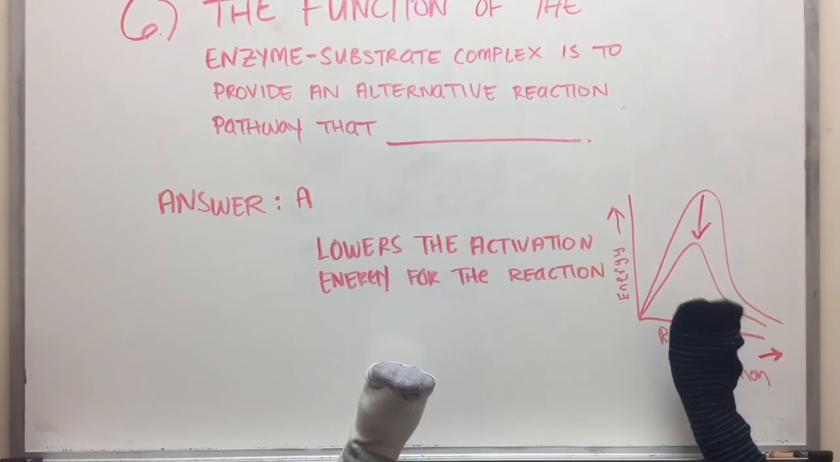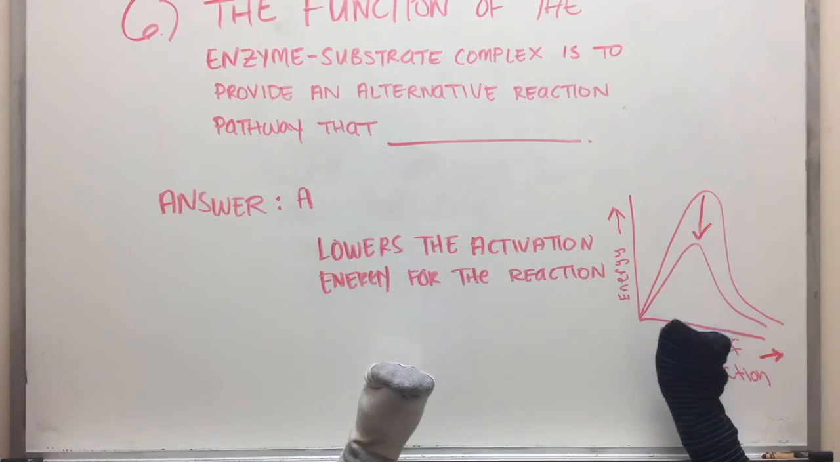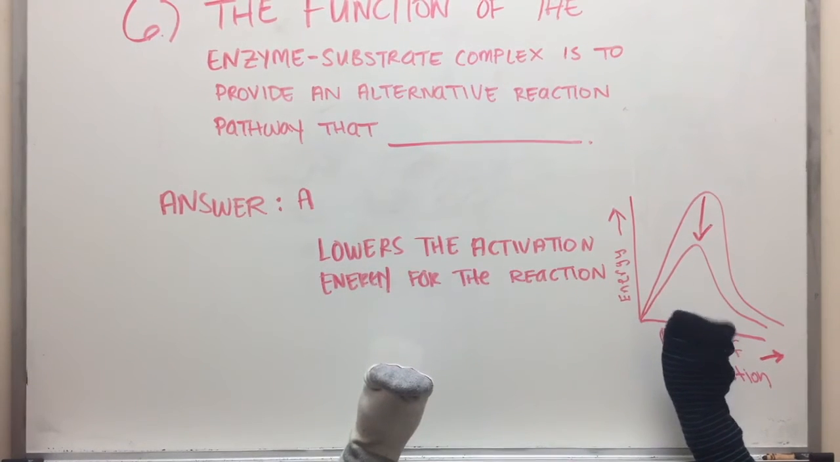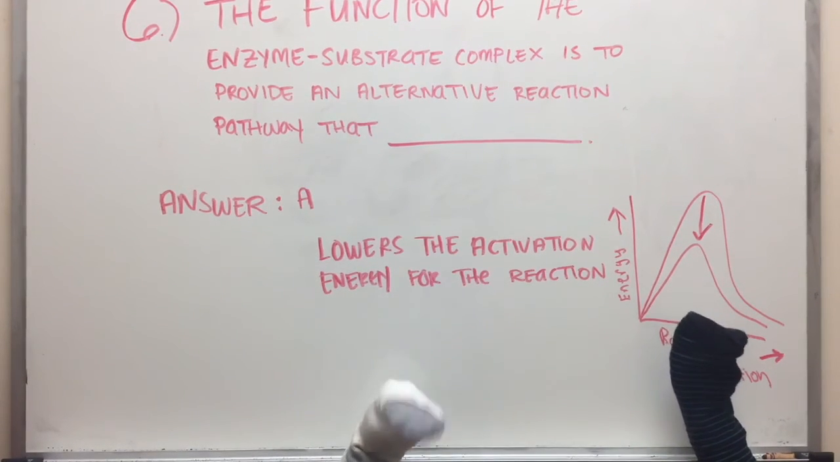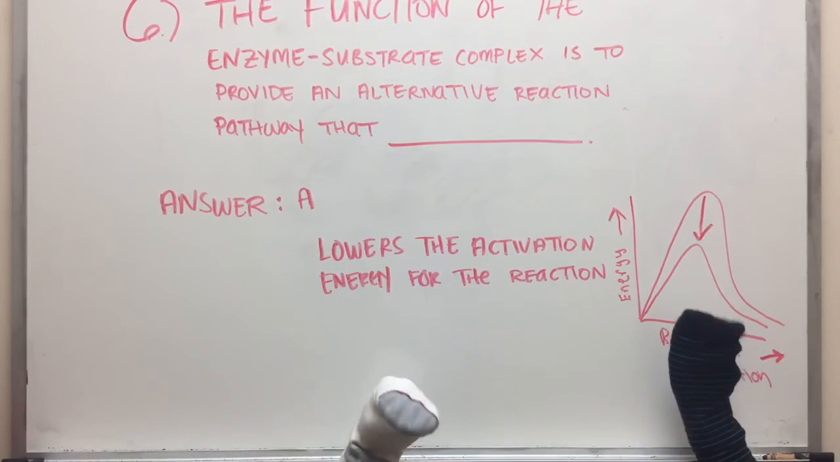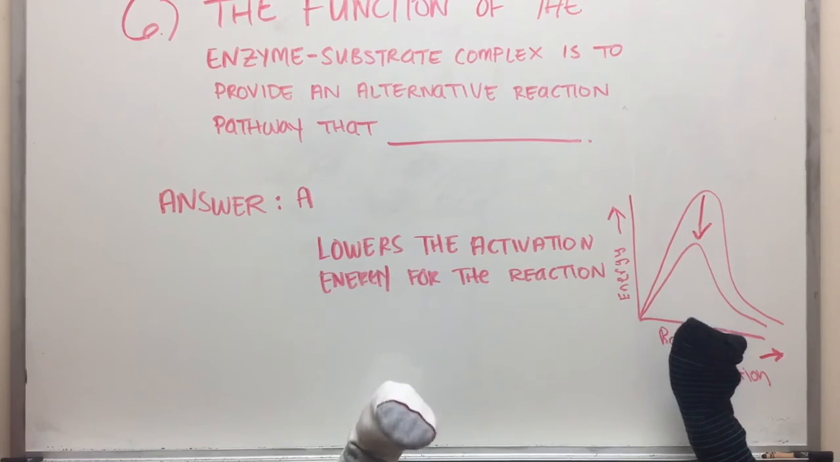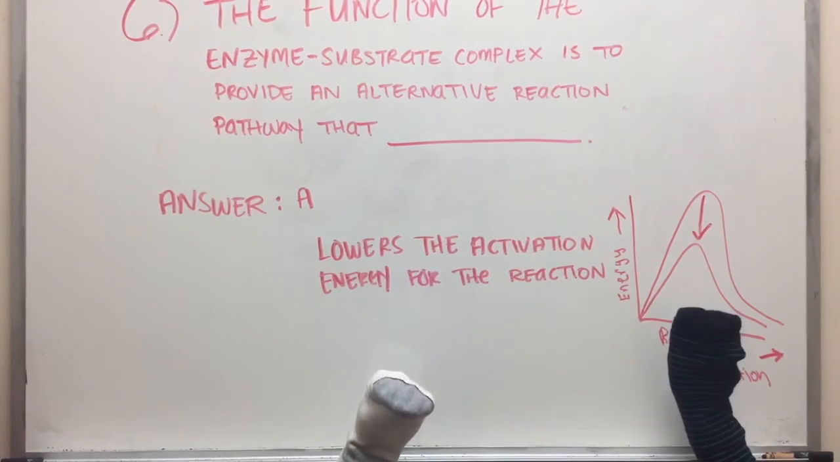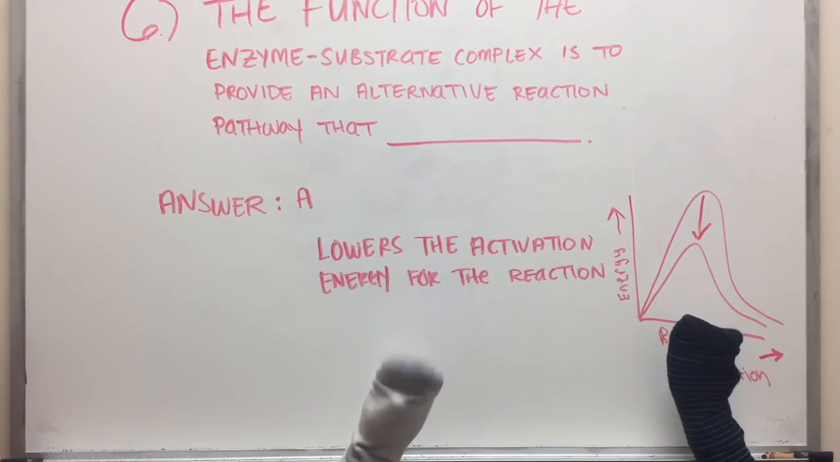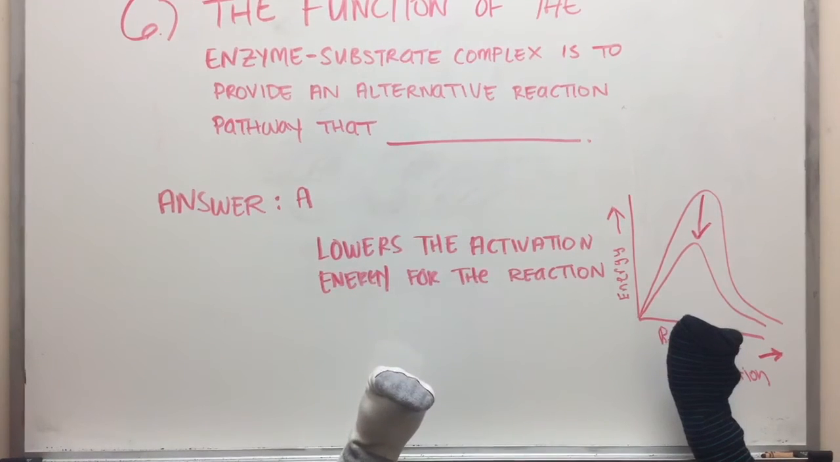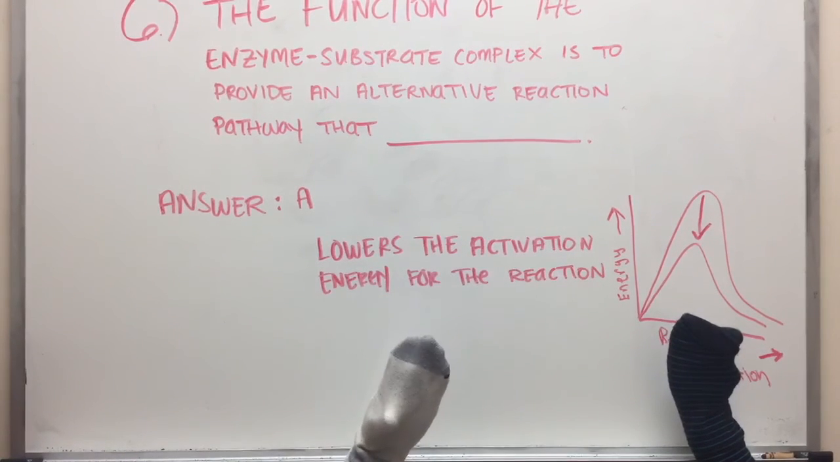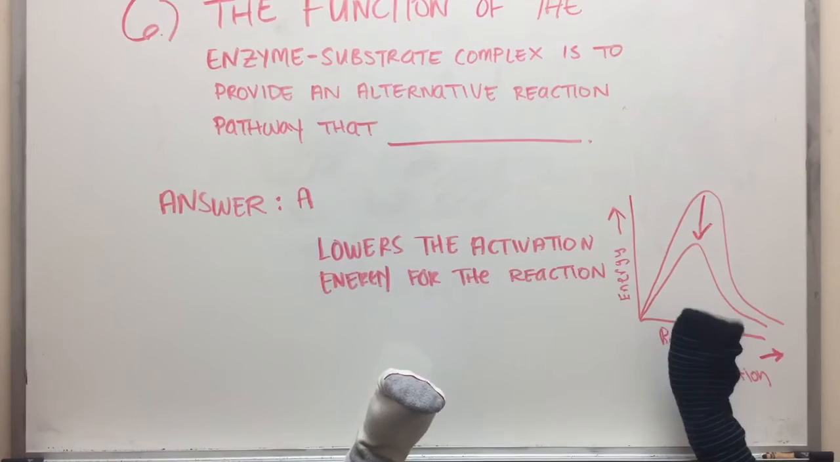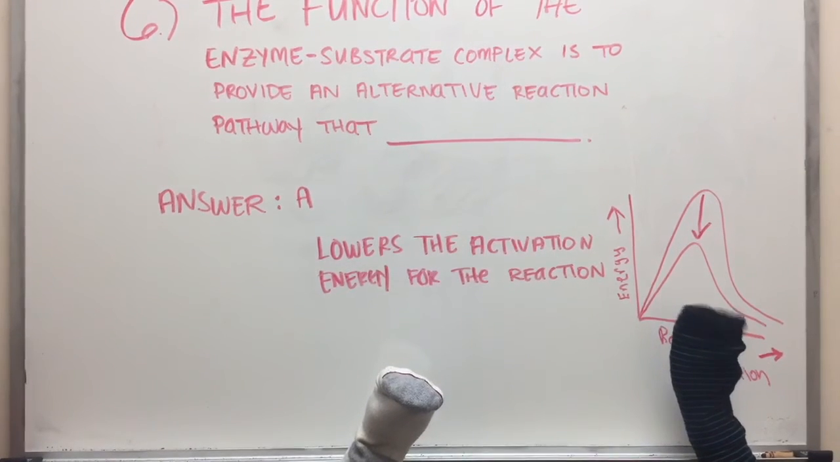The enzyme-substrate complex does not change the concentration of the substrate because the substrate is a predetermined factor before the reaction occurs. An alternate reaction pathway cannot and will not change the amount of substrate that is put into the reaction. I think I know it. That means that it lowers the energy of the substrate. No, because in the enzyme-substrate complex, the energy of the substrate cannot be altered.